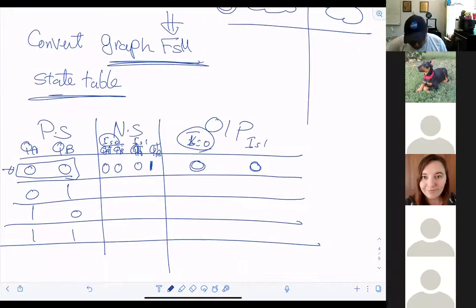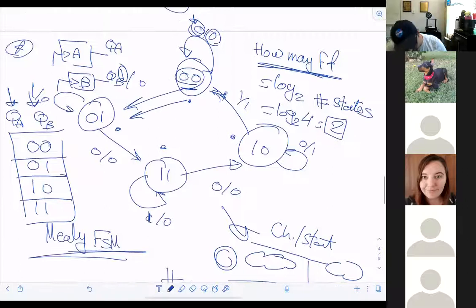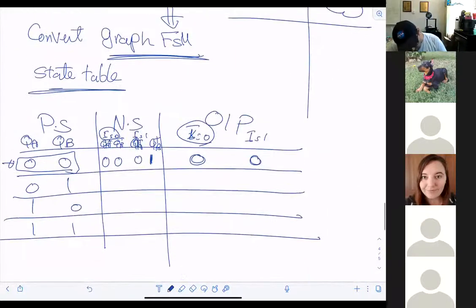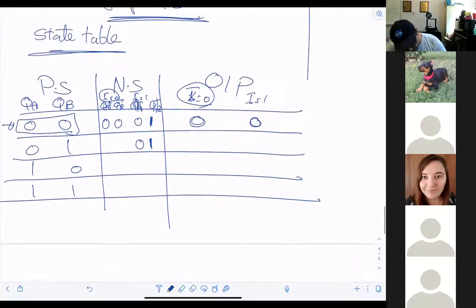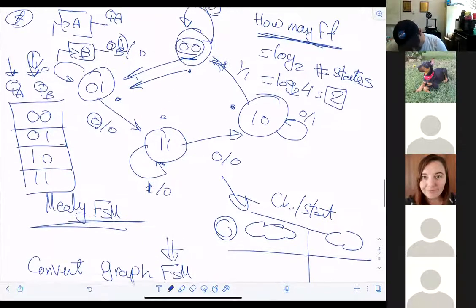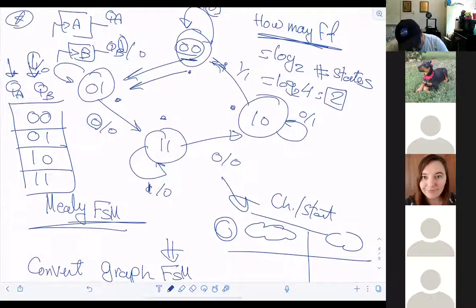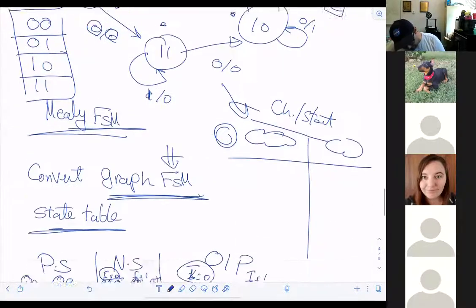We'll move to the 0, 1. If I'm standing in 0, 1, I have 2 possibilities: either I go back to myself or I go to 1, 1. I will go back to myself when my input is 1, but when my input is 0, I will go to 1, 1. Whether the input is 1 or 0, the output is still 0, so it's going to be 0 and 0 here.